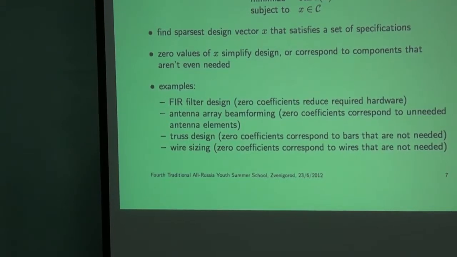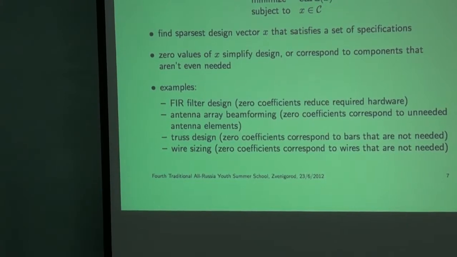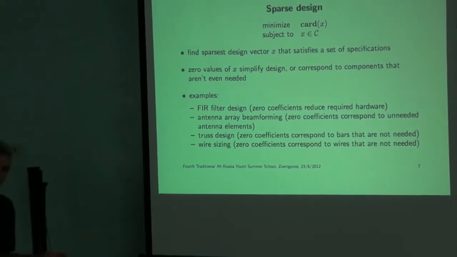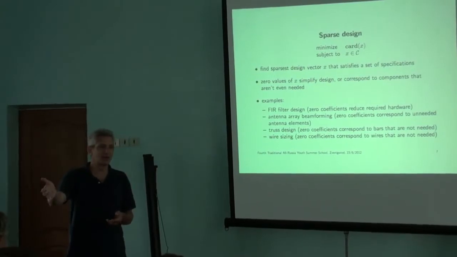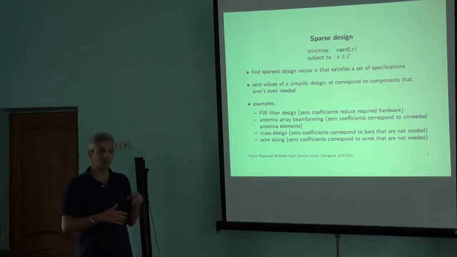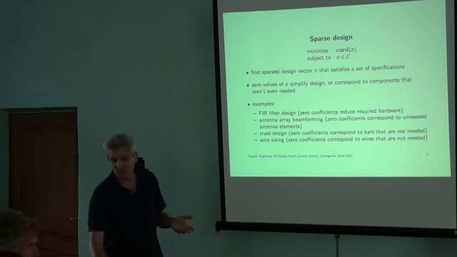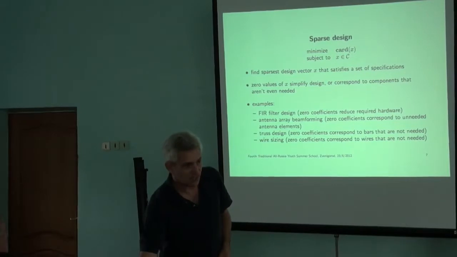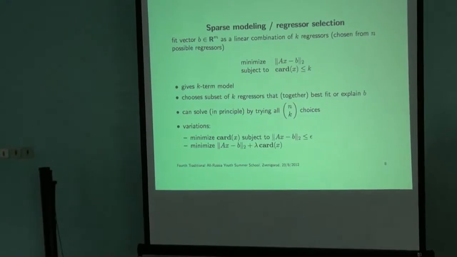Wire sizing: you make a power supply distribution network on a chip. Your variables are the widths of the wires that run out. It's of course not a tree, because if it's a tree, you can't have any wire be 0, because then you've disconnected the power. So it has to be a mesh or something like that. And then when you solve a problem like this, it will actually choose an optimal tree or something like that. Okay, so this is sparse design. And there are many, many other applications in that area.